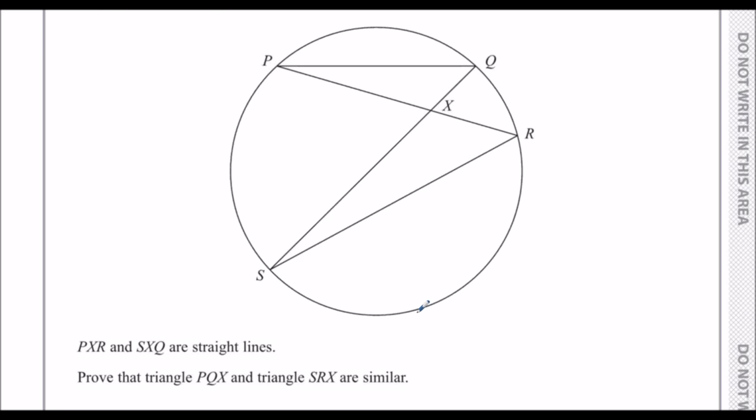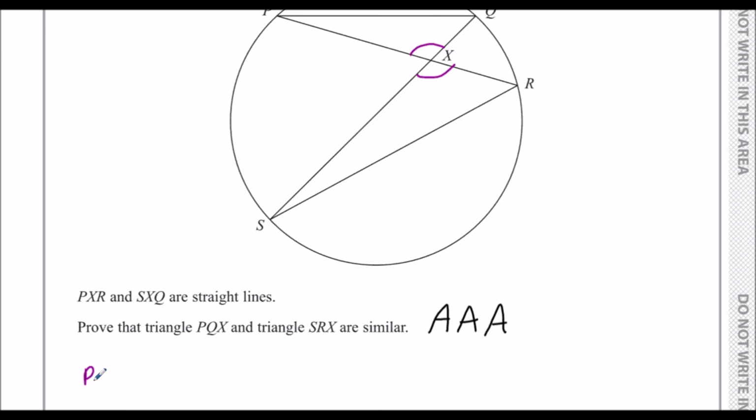So to prove that two triangles are similar, we need to get angle, angle, angle. So let's start with this angle here. So PXQ is equal to SXR. They are opposite angles. Opposite angles are equal.